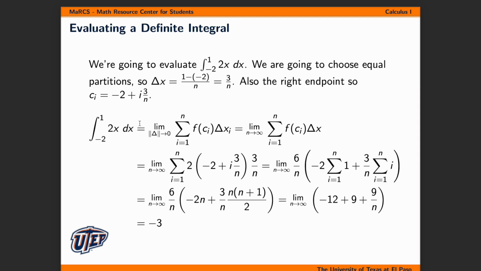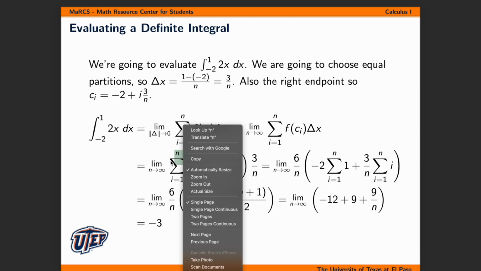So this definite integral will be equal to the limit as our norm approaches 0 of the sum from i equals 1 up until n of our function evaluated at the point ci times our delta xi. So we are evaluating our function 2x at ci, which was these two terms. So we plug in ci for x, so we'll have 2 times (-2 plus i times 3 divided by n), and our width, our delta x, is equal to 3 over n, so we multiply by that. So we take the sum from i equals 1 up until n.